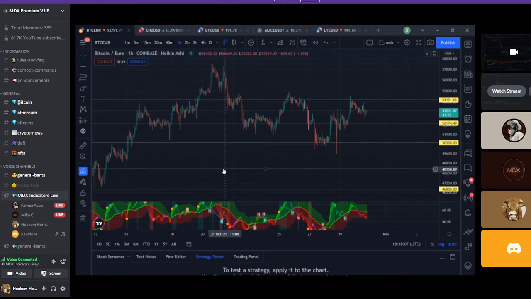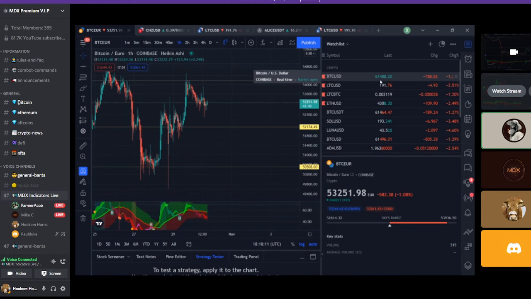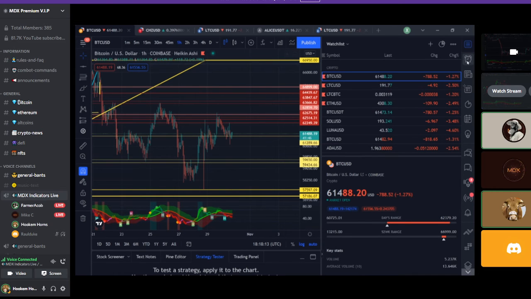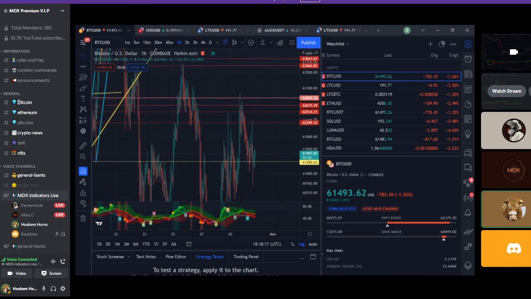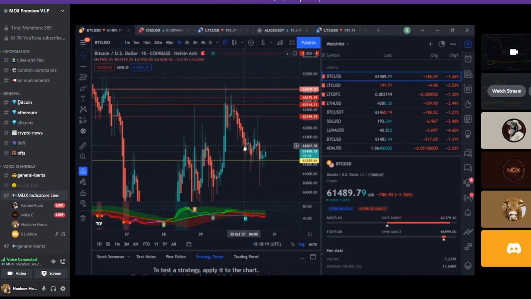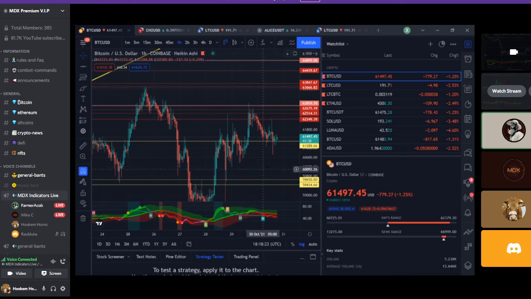Awesome. But if you look at my Bitcoin USD chart, look at these lines, bro. Look at that. Do you do that for every coin? Every single coin, dude. Every single coin.